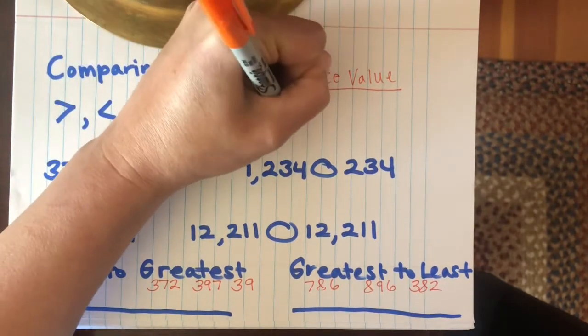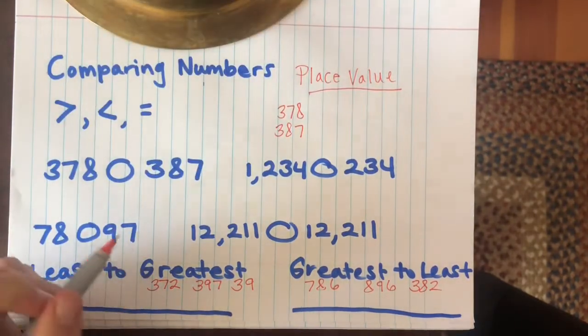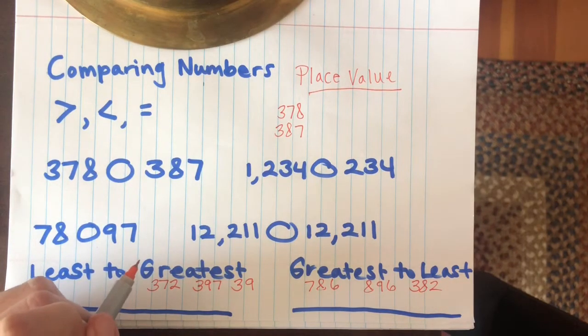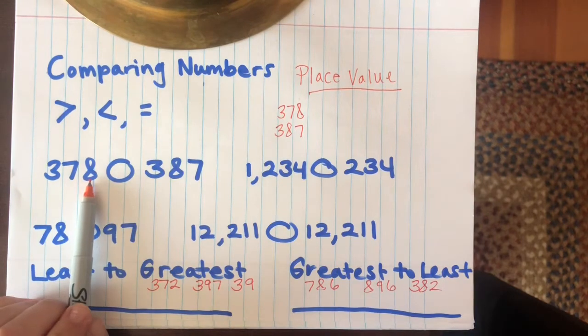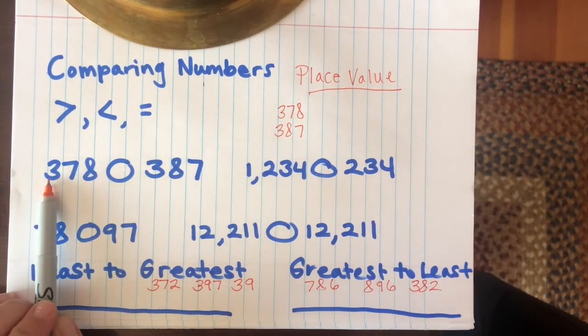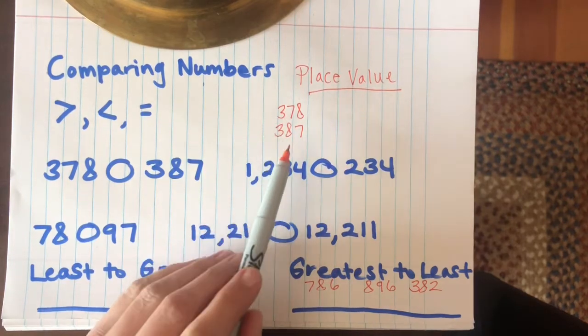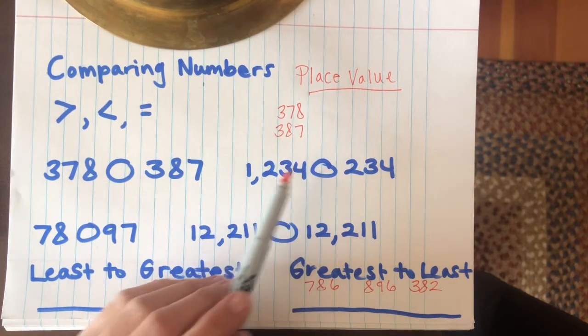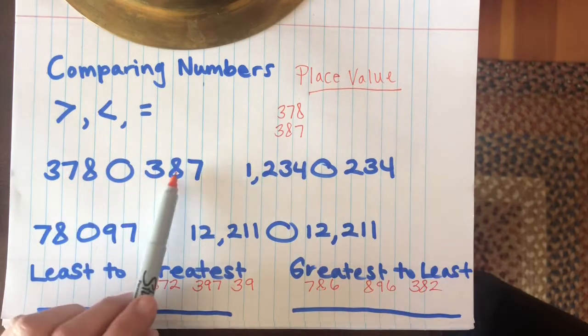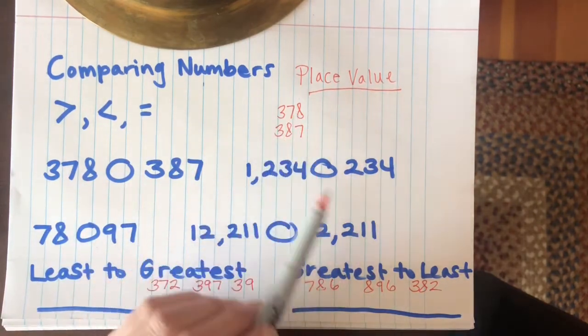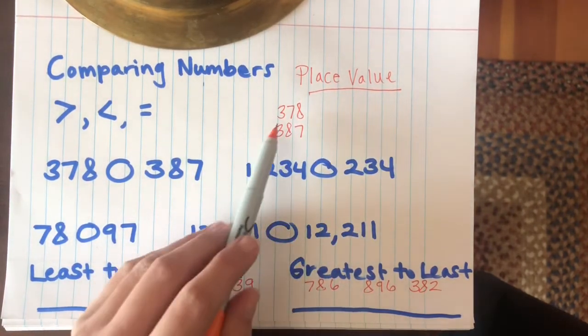378 and 387. So I start with the greatest place value. So I look at my greatest place value. This is ones, tens, hundreds. So I start in the hundreds place, and I like to write it on the side sometimes if I'm unsure, but I can also just compare here too, but it's a little easier for me to see this way.